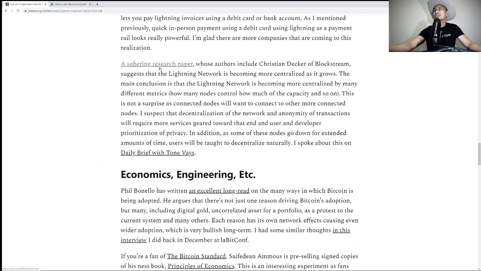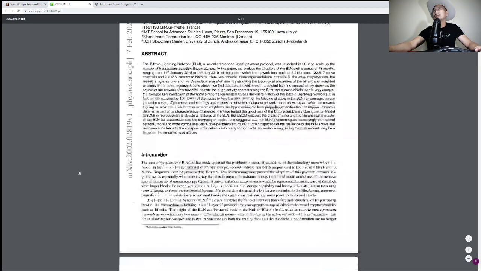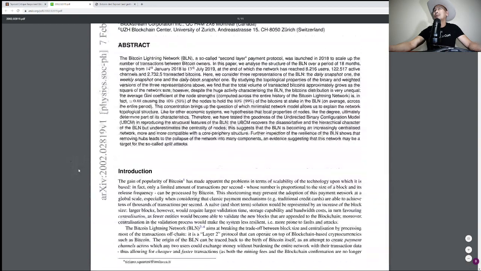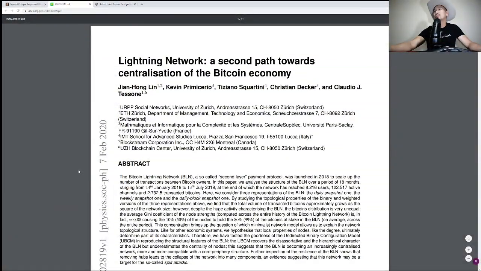All right, this research paper I talked a little bit about on Tone Show, but basically it's a second path towards centralization of the Bitcoin economy. Christian Decker works on C Lightning. He works for Blockstream. He knows what he's talking about. So he put his name on this paper. We definitely need to pay attention to anything he's saying.